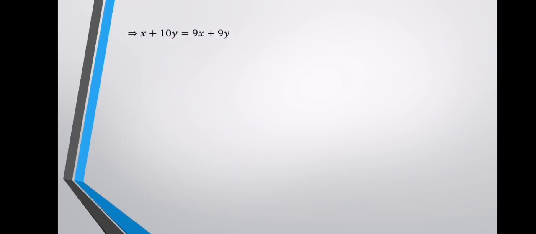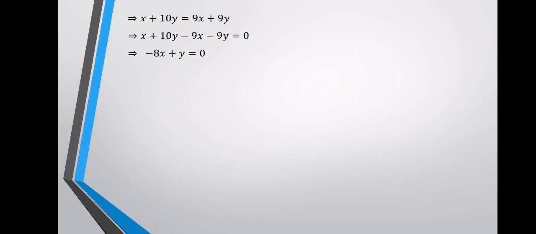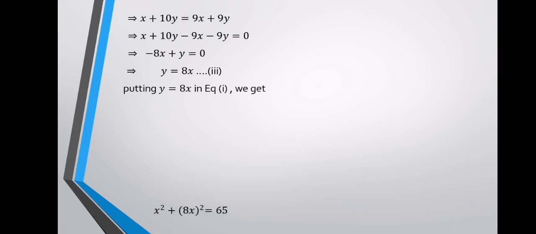Multiplying 9 to the terms inside the bracket, we get x plus 10y is equal to 9x plus 9y. Shifting all these towards the other side, we just get minus 8x plus y is equal to 0, and y is equal to 8x. Now putting y is equal to 8x in equation number 1, we just get x square plus 8x whole square is equal to 65.